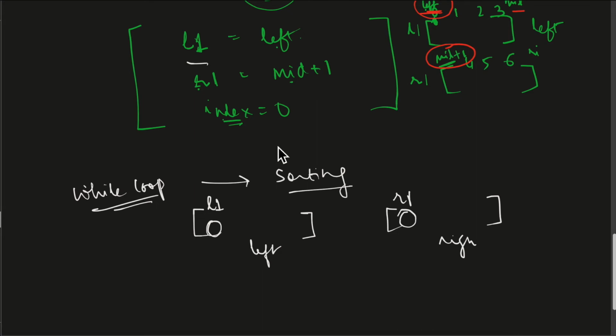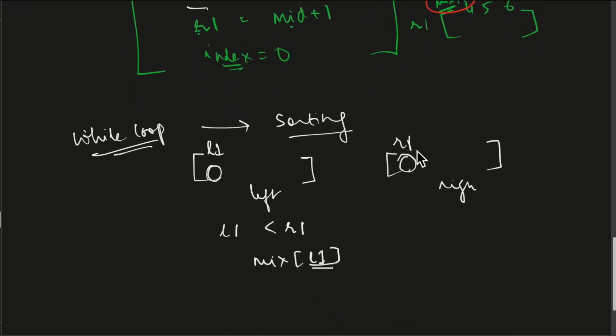I don't want to write the code over here because we are anyway going to do that in the code implementation. I'll just explain. L1 and R1's elements are being compared. If L1 is lesser than R1, then in that new mix array that we want, we will put L1. We will add L1 to the mix. Otherwise, if R1 is smaller, then we will add R1 to the mix. That's it. So in this way, the smaller elements will come first in the mix array, followed by the larger elements.